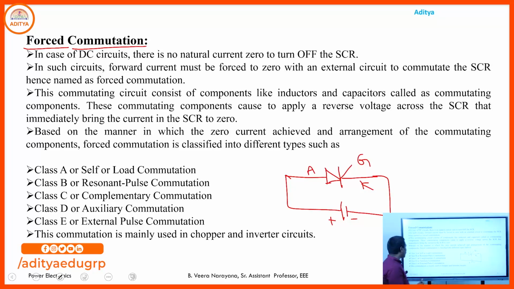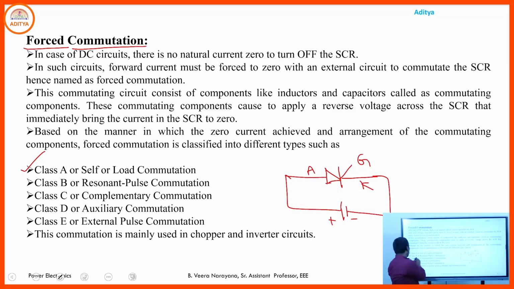Those are class A commutation, or self or load commutation. Second one, class B commutation, or resonant pulse commutation. Third one, class C commutation, or complementary commutation. Fourth one, class D, or auxiliary commutation. Fifth one, class E, or external pulse commutation.